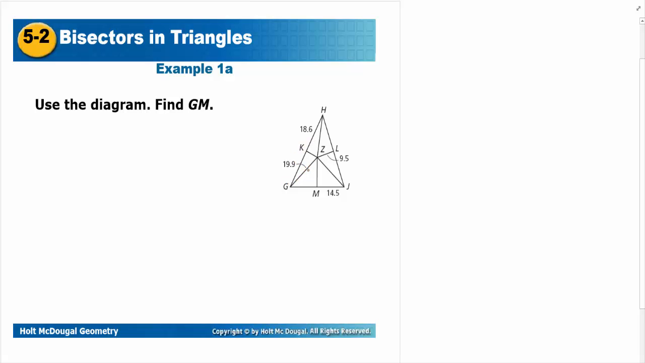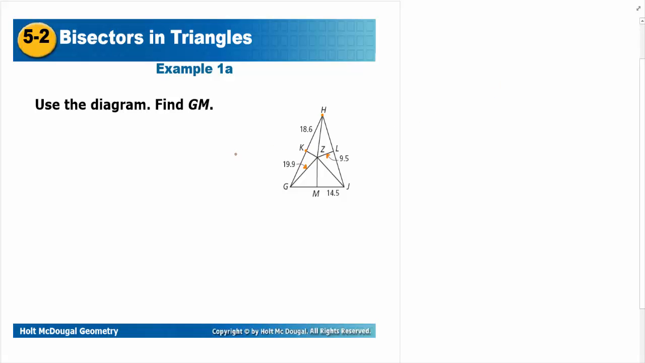19.9, 9.5, these are all segment lengths, and we need to find, again, GM. So I'm going through this. 19.9 looks like it's this segment right here. Okay, I know that 9.5 is this segment right here. And 18.6 is going to represent KH, which is only half. So they're all three different segments, including MJ.